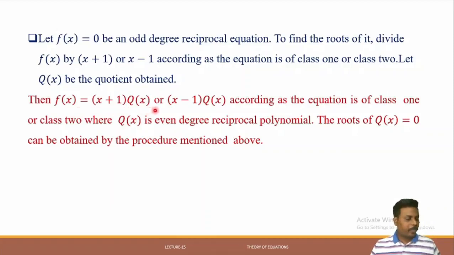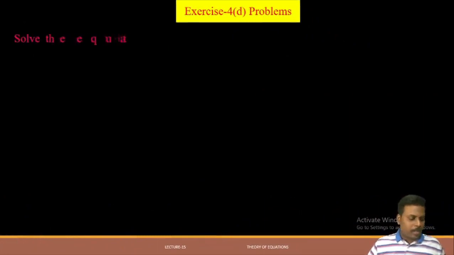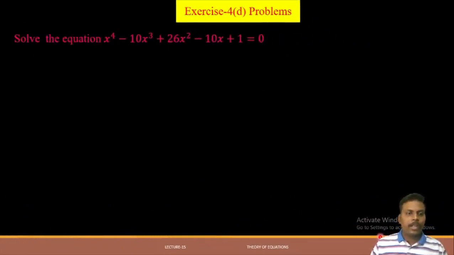Okay, now let us solve some reciprocal equations. Here is the first problem. Solve the equation x to the power 4 minus 10x cube plus 26x square minus 10x plus 1 is equal to 0. Okay. Now let us solve this problem. Here is the solution.